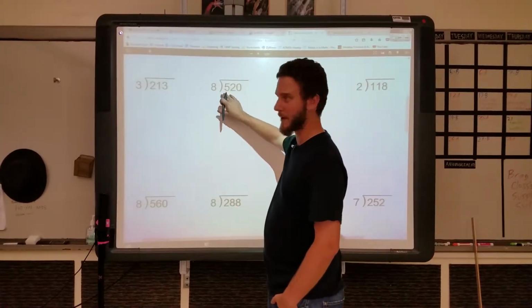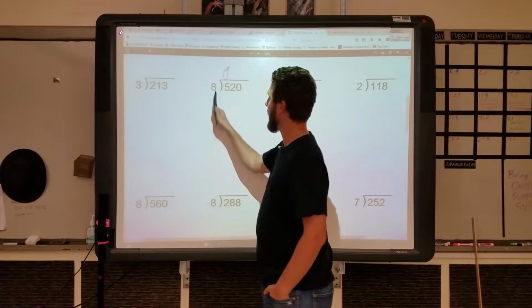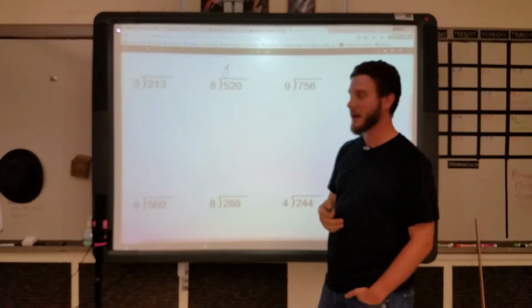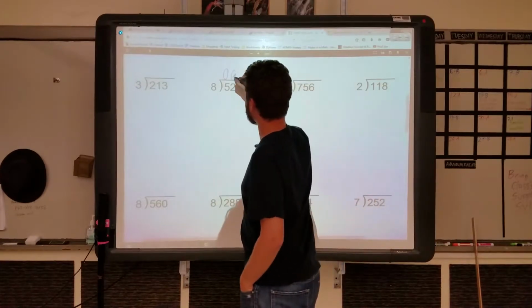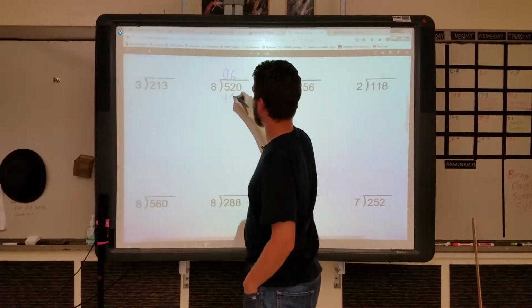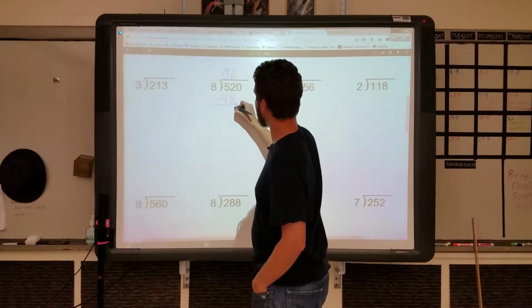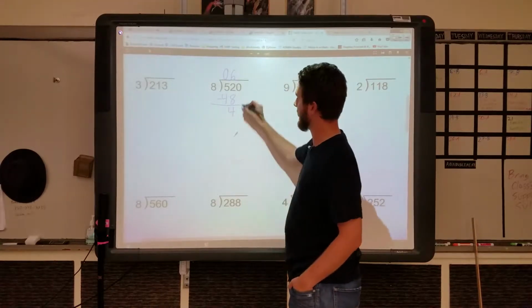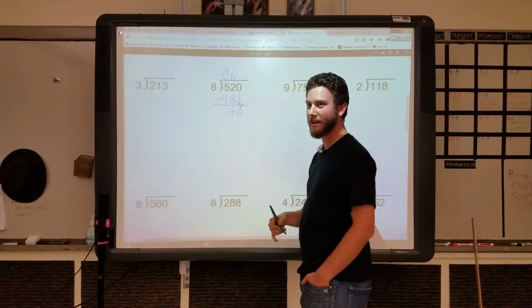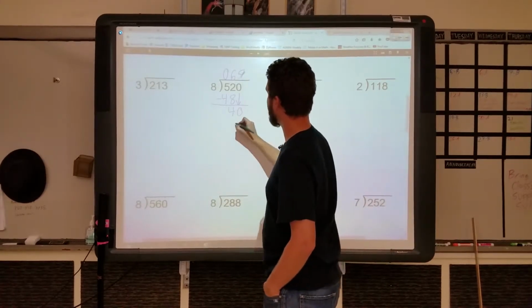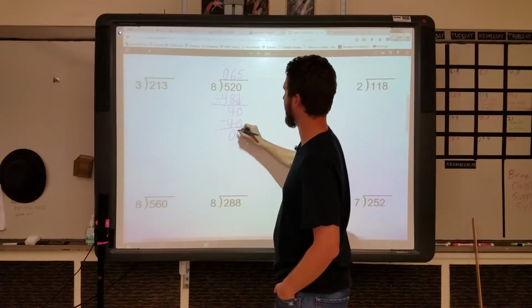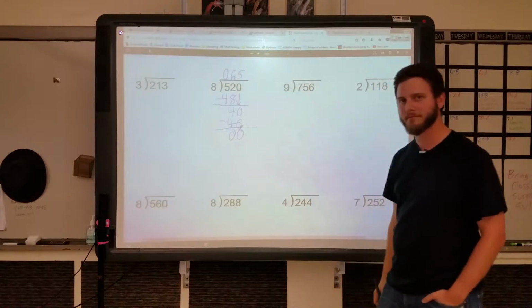8 does not go into 5, so I write my 0. 8 does go into 52, although not evenly. 8 will go into 52 6 times. 6 times 8 is going to give me 48, and I will subtract that. That gives me a leftover of 4, but I carry down my 0 and see that 8 goes into 40 5 times, giving me my solution that 520 divided by 8 is 65.